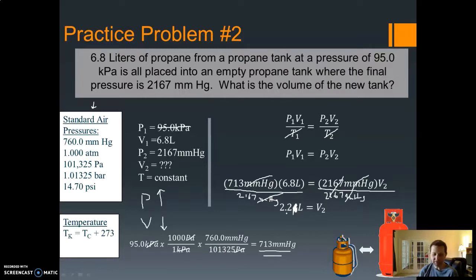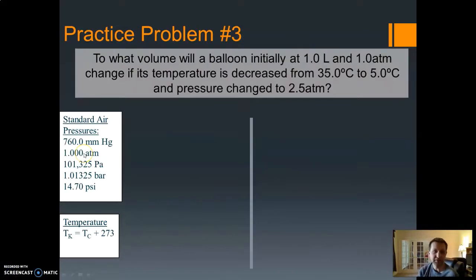One last practice problem, and you guys will be able to work on a few of these. So we'll start on problem number 3. Next slide. All right, guys, let's wrap this up with the last practice problem here. So it says, to what volume will a balloon initially at 1 liter and 1 atmosphere change if its temperature is decreased from 35 Celsius to 5 Celsius and pressure changed to 2.5 atm?